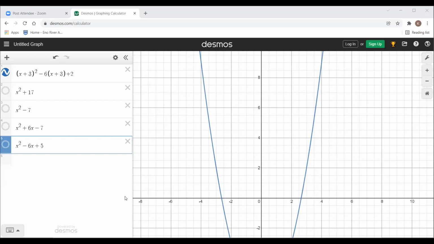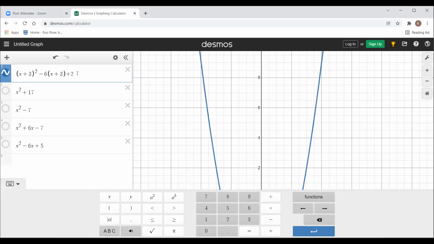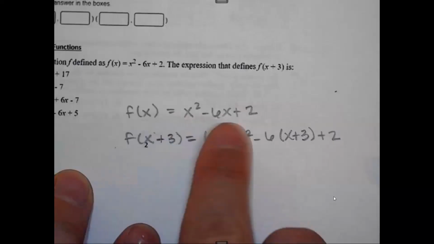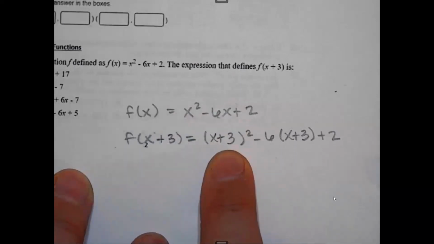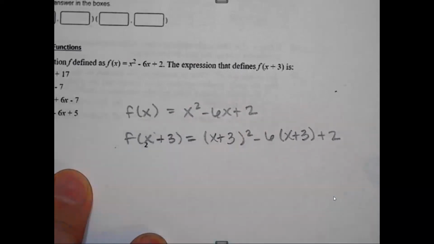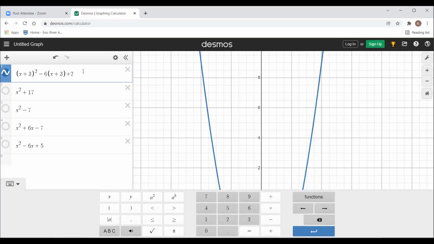So for number 9, this first equation is what you get when you figure out what f of x plus 3 is. And I can show you my work. Here's my work. So here's the original equation. And I just took each x and I replaced it with x plus 3, but I didn't do anything else. I just replaced it. Does that make sense? You can do this by hand, but there's no need to. And then after that, I went ahead and I graphed it. So there's the graph.